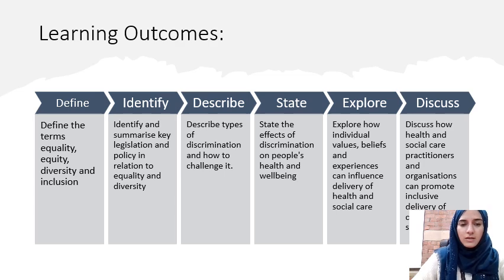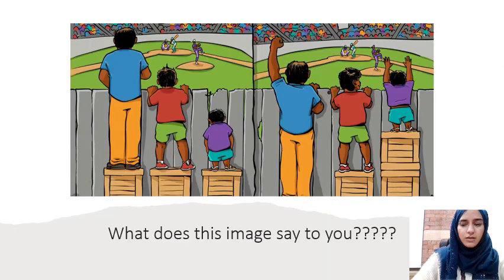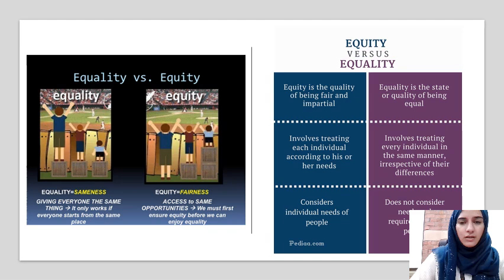services. So, first of all, from this image, what do you understand? What is the difference between the images? Let's have a look. So basically, there are two terms, equality and equity. Equality is treating everybody the same, irrespective of their needs. But equity involves treating each and every individual according to his or her needs.